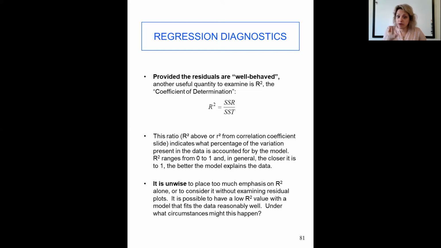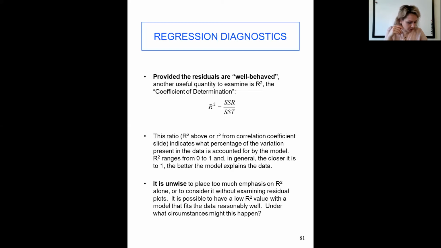It is possible to have a low R square value with a model that fits the data reasonably well. Maybe all of the data points have a little deviation from the regression line. So your R square would be low, but the model is a good one. It's a good representative of the real data.